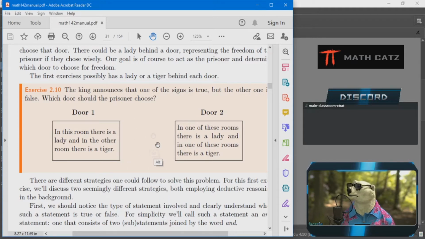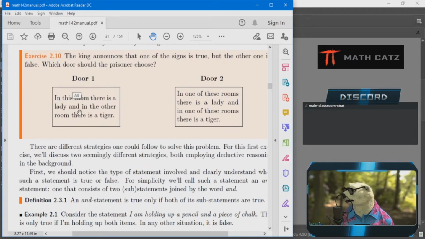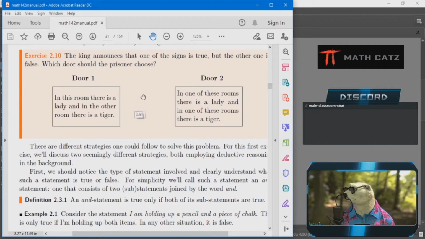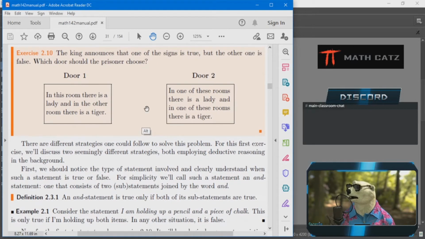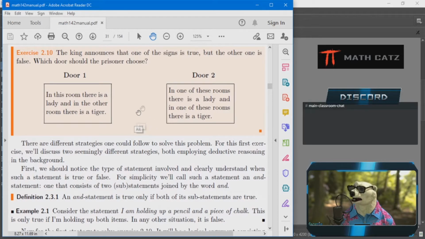So we have a bunch of exercises because, of course, the doors can say different things, different statements. And that changes the game. Sometimes the king gives you some extra rules, like in this exercise 2.10, our first one. The king announces, in addition to just the game of looking for your freedom, that one of the signs is definitely true, but the other one is definitely false. He doesn't say which one. So as soon as the king says something, we can take that as extra information. The king isn't going to lie to us. He adds to the rules of the basic game.